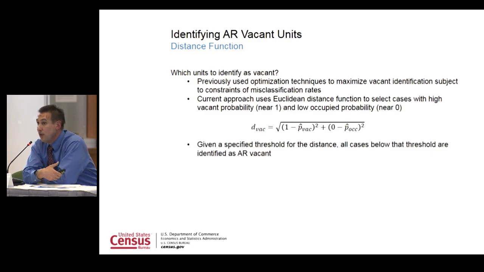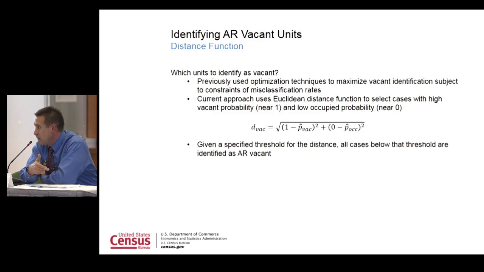So we have run this model on our 2010 data. In 2016, we proceed to make a prediction. So we have our information, and we have a probability of an address being vacant, and a probability of the address being occupied. So for our 2016 census test, we moved over to using a Euclidean distance approach.